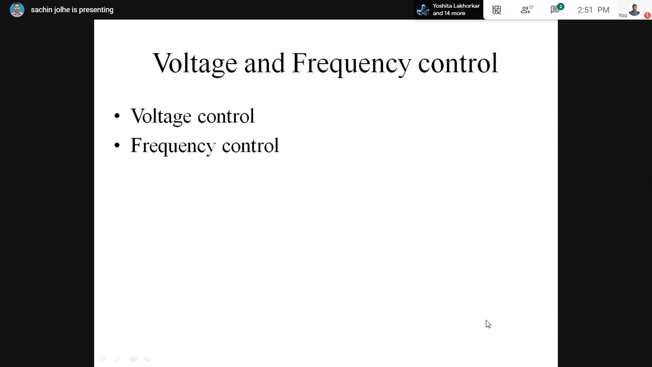These are the two methods which we have discussed for load flow calculation. If anybody has any doubt related to this, please do ask me. No doubt? Okay, wait a minute.